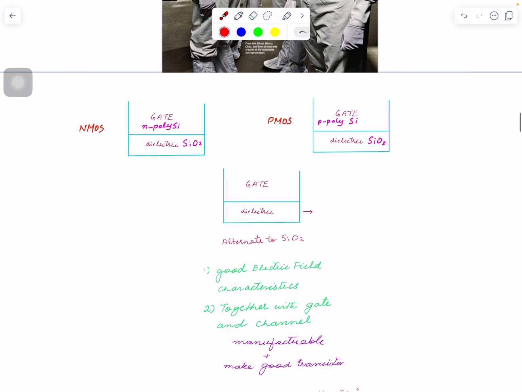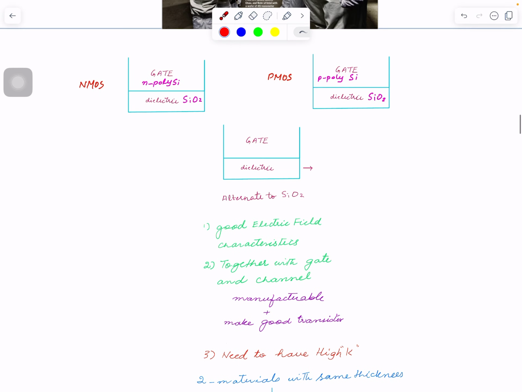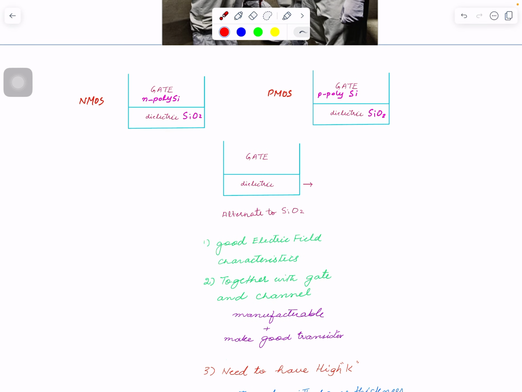So the first thing was, we cannot live with silicon dioxide, we cannot scale it, but we have to keep scaling. We have to keep increasing this capacitance. So what are the alternate materials, and what are the properties of that alternate material? The properties are, first, it needs to have good electrical characteristics.